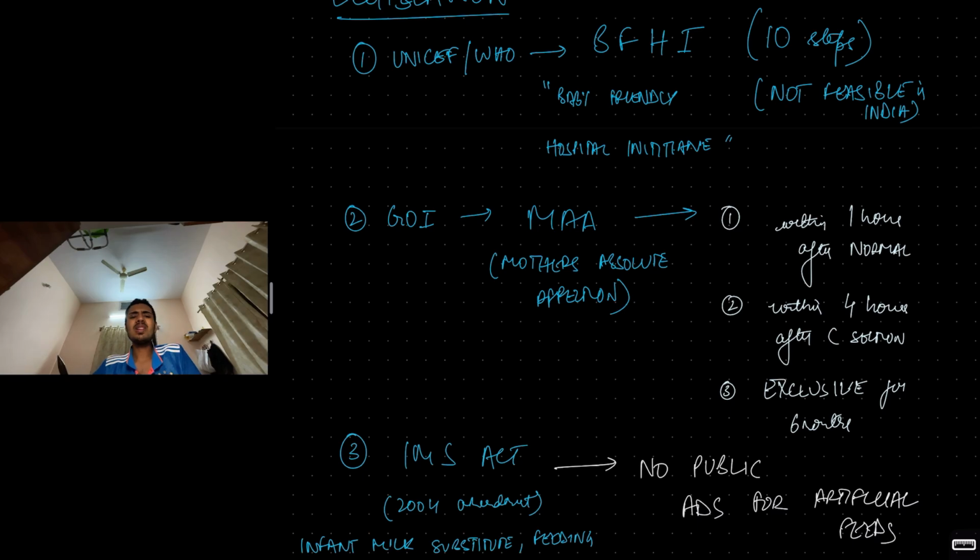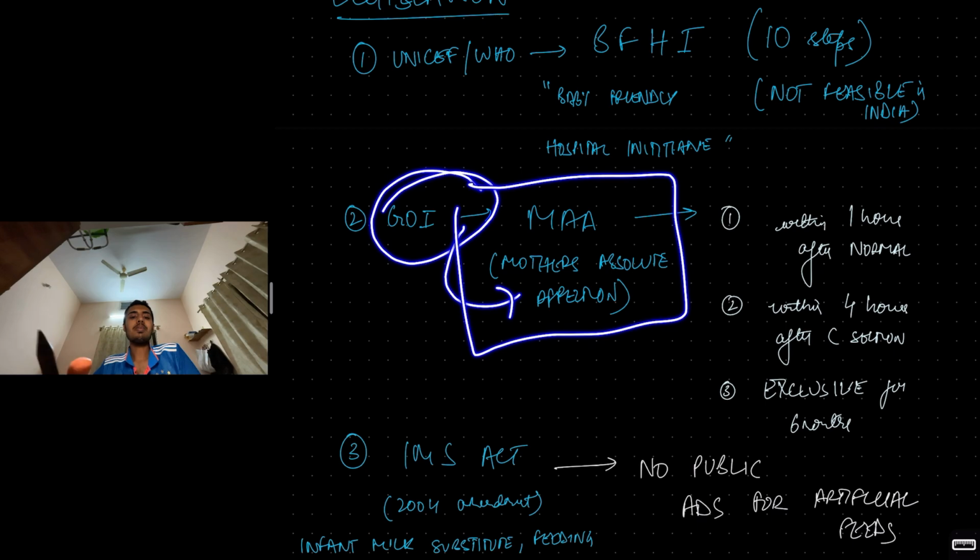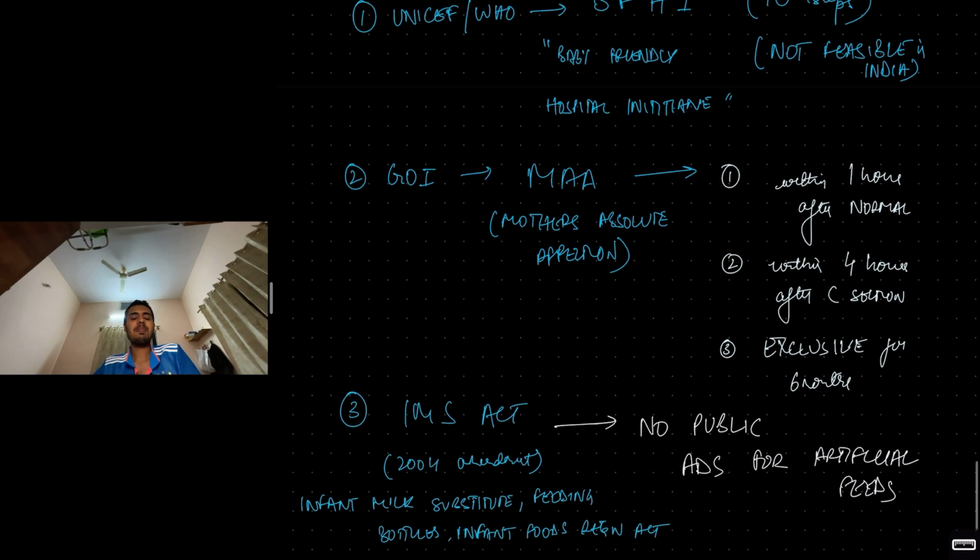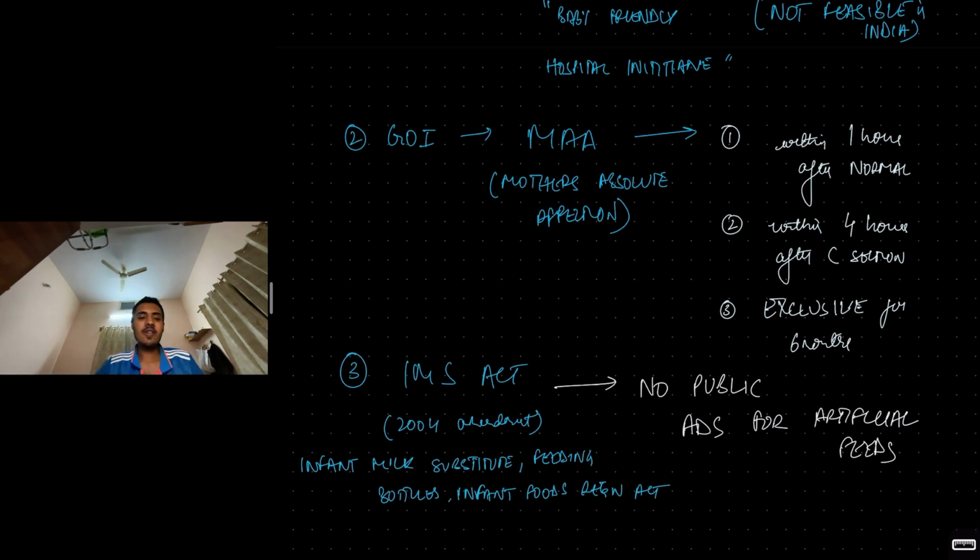But the problem is it requires a lot of effort, a lot of facilities, money, which is not feasible in India everywhere, right? So the government of India went for its own one, that is the MAA program, Mother's Absolute Affection. Mother's Absolute Affection gives us the breastfeeding guideline. The three most important guidelines are: start breastfeeding as soon as possible. Within 1 hour after normal delivery, you have to start breastfeeding. Within 4 hours after C-section, you have to start breastfeeding.